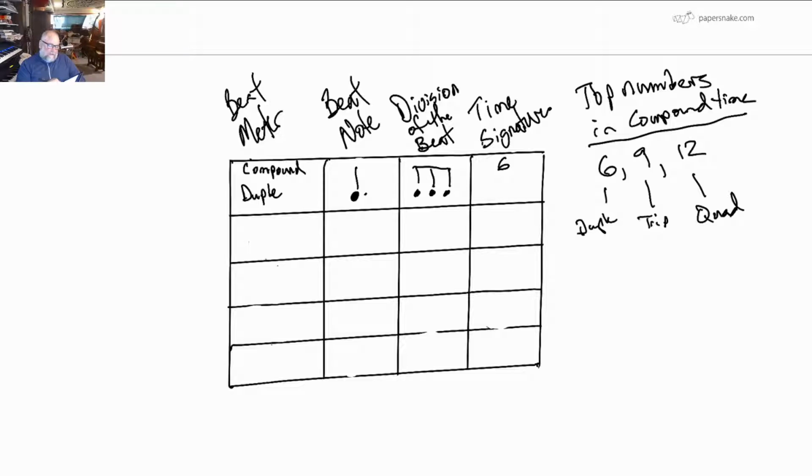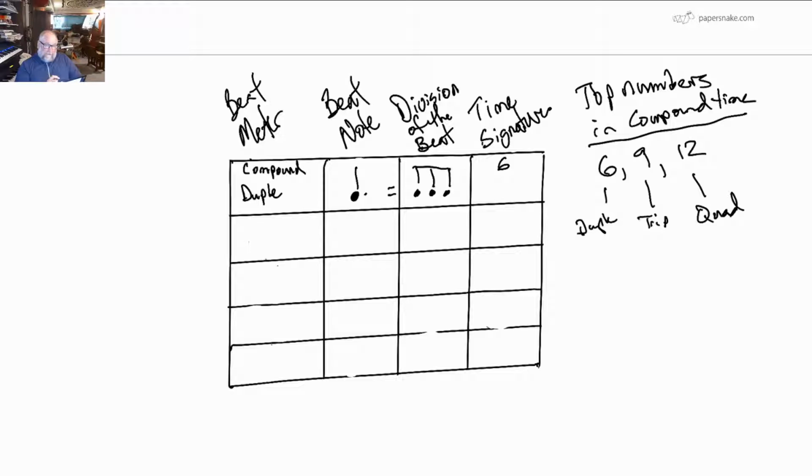Just like we were talking about in simple time, these equal each other. There are 3 eighth notes in a dotted quarter. There are 3 divisions of the beat in 1 beat in compound time.